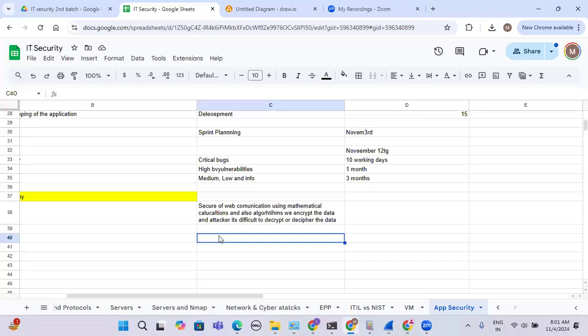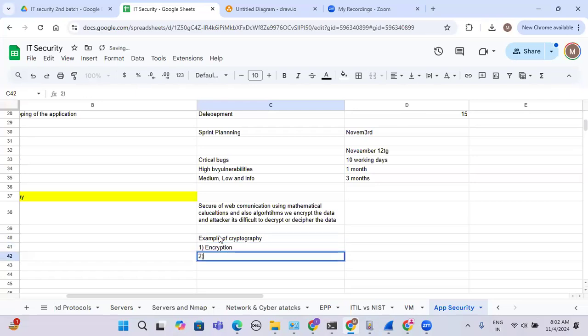It will provide encryption, integrity, confidentiality, non-repudiation, and traceability as well. These things can be provided by our cryptography technology. Now, the examples of cryptography: first one is encryption and second one is decryption.